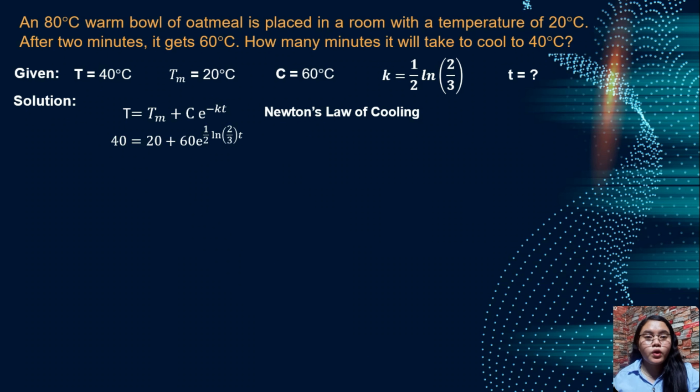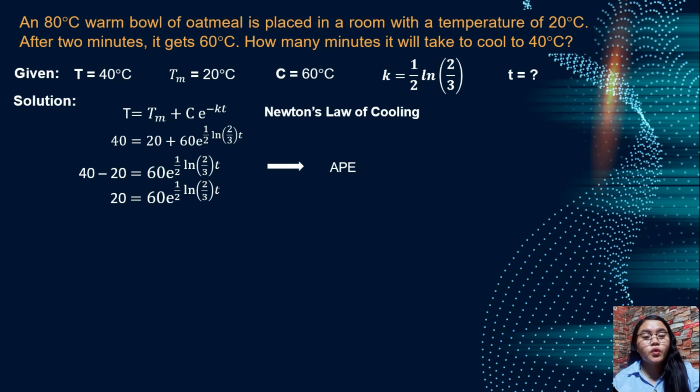We have 40 as the temperature of the body or substance is equal to 20 as T sub m, plus C which is 60, times e raised to k t, which is 1/2 times ln 2/3 times time. Using the addition property of equality, we have 40 minus 20 is equal to 60 e raised to 1/2 times ln 2/3 times t. Doing the math, we have 20 is equal to 60 e raised to 1/2 ln 2/3 times t.